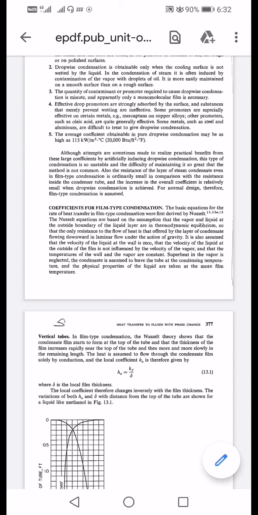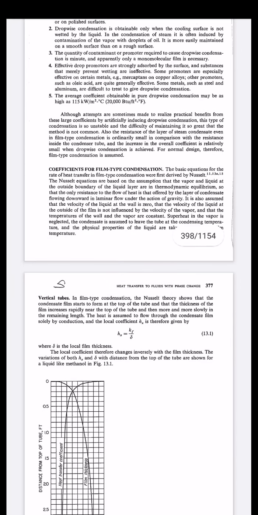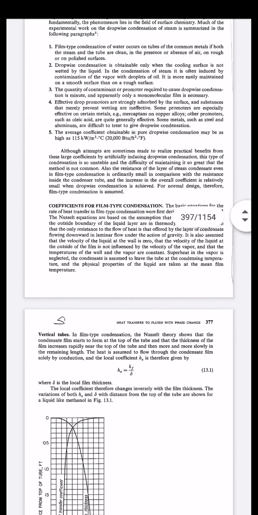practically, formation of droplets on the outer side of the condenser tube is not possible at all. So, by assuming that there is film-wise condensation, it is always better to assume such conditions for design. So, while designing any equation, we are assuming that film-wise condensation is taking place inside the heat exchange equipment.